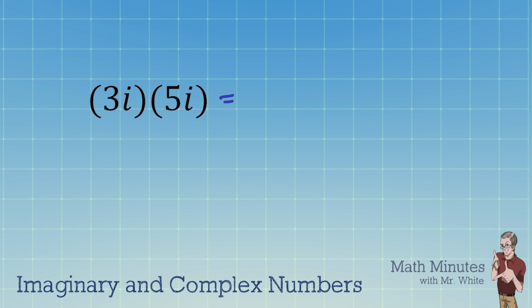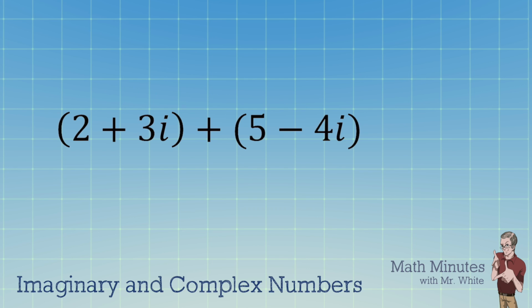So in this first example, we're going to take 3i times 5i. Well, this is going to be 15i squared, and then what did we say? Anytime we see i squared, we replace it with a negative 1. So the answer is actually a real number on the real number line, negative 15.